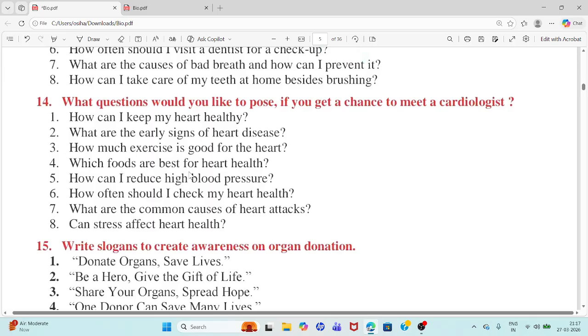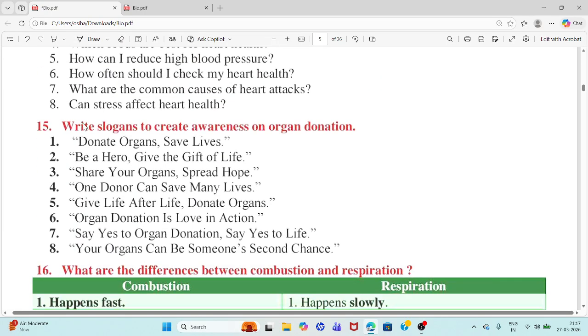Which foods are best for heart health? How can I reduce high blood pressure? How often should I check my heart health? What are the common causes of heart attacks? Can stress affect heart health? These are the questions.